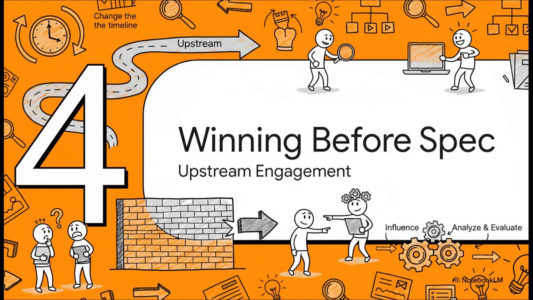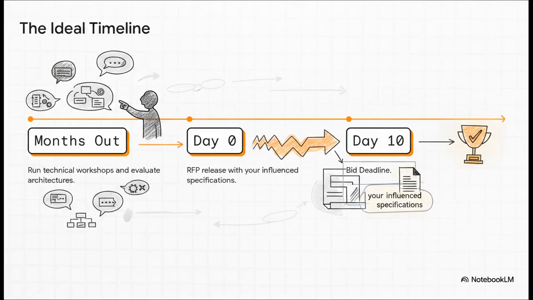Let's move on to winning before the spec even exists. This is all about upstream engagement. If you want to stop fighting rigged specs, you have to change your timeline entirely and move to a proactive posture. The strongest position you can possibly be in is being present long before the specification even exists.